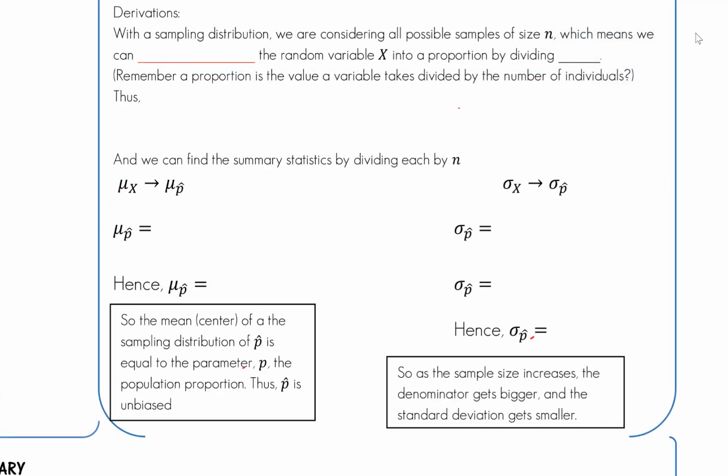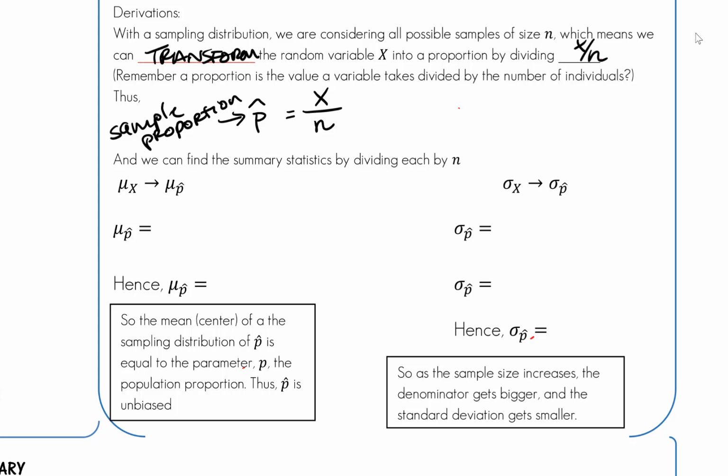So let's do some derivations. With a sampling distribution, we are considering all possible samples of size n, which means we can transform not just one individual sample, but we're going to transform the random variable x by turning it into a proportion, x divided by n. Remember that a proportion is just the value that variable takes, x, divided by the number of individuals, n. This is going to give us the proportion in a single sample, so we call that p hat. Remember, that's the notation we use for a single sample proportion, and we say that p hat is equal to x divided by n.